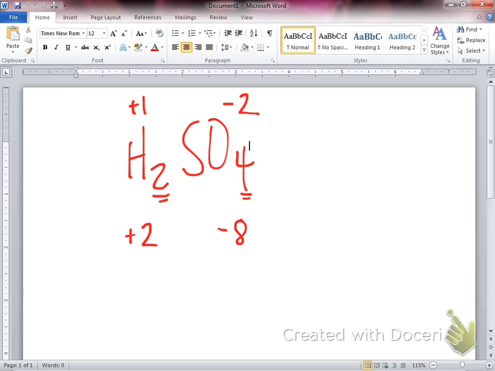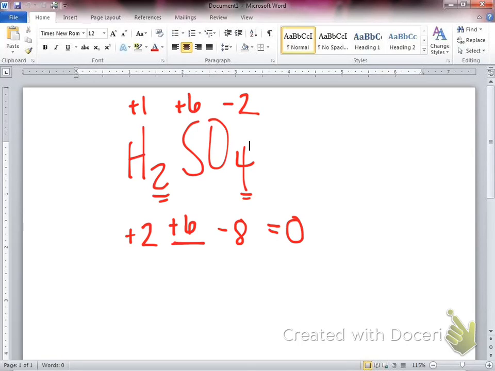That means we've got a +2, we've got a -8, and what do we want this whole molecule to add up to? 0. We want it to add up to 0. Okay, which means what needs to fit here for sulfur? +6. Okay, and how many sulfur atoms do we have? 1, which means that singular sulfur atom has to have an oxidation number of +6.